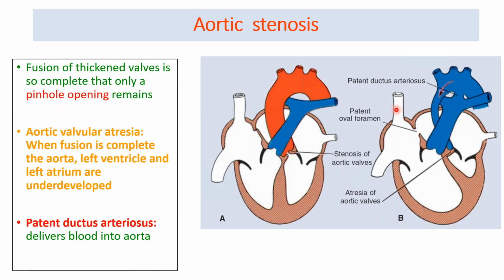Now coming to the aortic stenosis, when the valves are thickened, the fusion of the thickened valves is taking place, and the aorta is so much stenosed that it appears only as a pinhole opening. Only the pinhole opening of the aorta is remaining. And there could be aortic valvular atresia when this fusion is complete. This is associated also with the patent ductus arteriosus, which delivers the blood into the aorta.